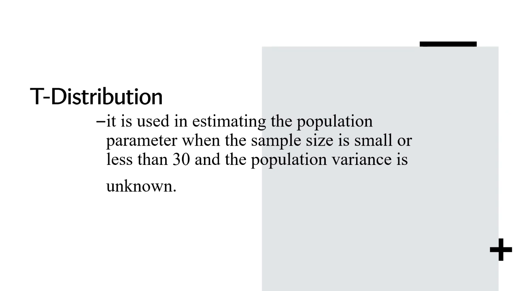It is used in estimating the population parameter when the sample size is small or less than 30 and the population variance is unknown. Like the z-distribution or normal distribution, the t-distribution is bell-shaped and symmetric about the y-axis, centered at 0, and the total area under the normal curve is 1.